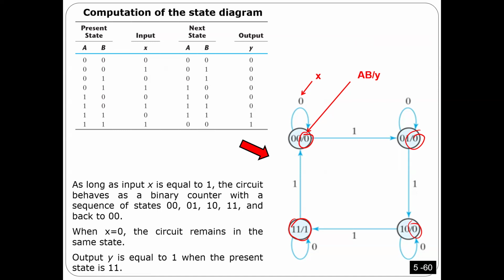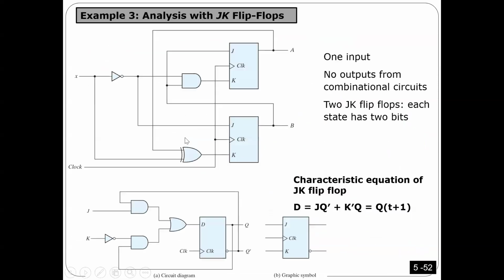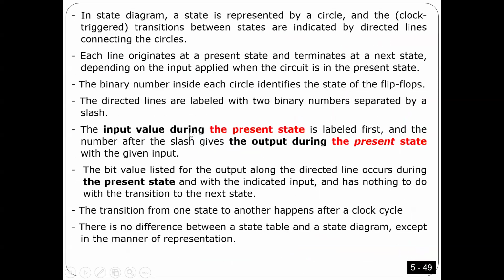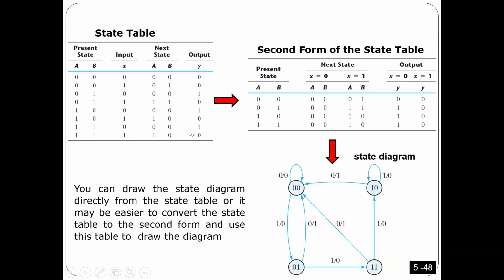In case of Moore, we usually put the output here. That means this output depends only on this state. But if the output also depends on the input, I'm going to put it with the input. I think we have other examples here. I think in the first example I did that. Yeah. So if you see, because this is Mealy.